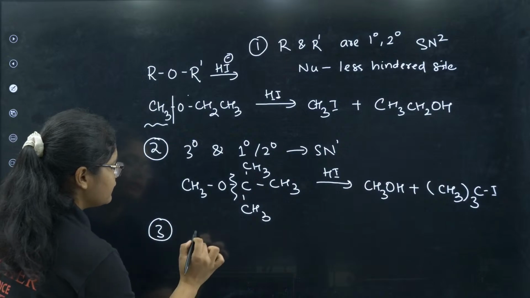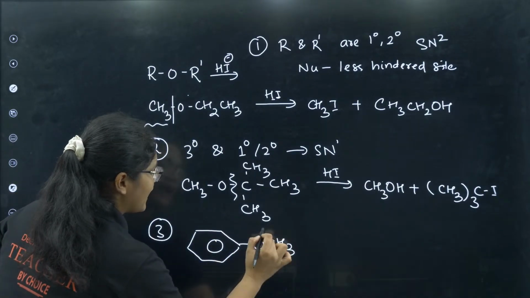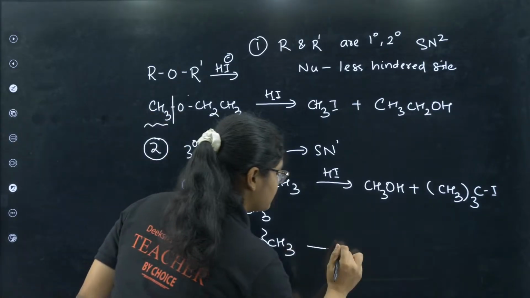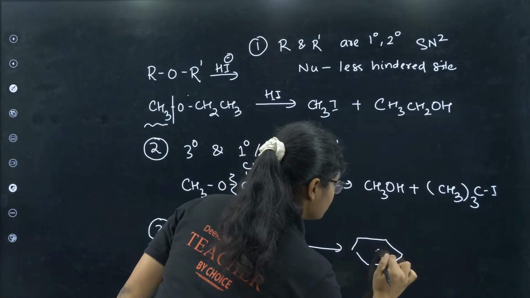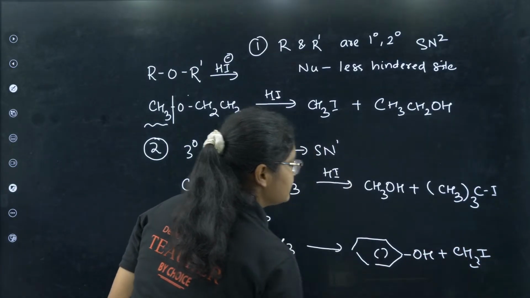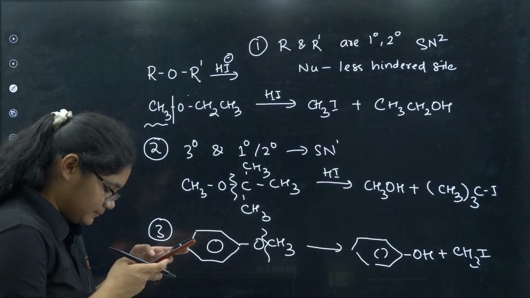Next, whenever you have a phenol ring, like this, at that time always add H to the phenol group. You will always get phenol, and then I will get CH3I. Clear? These are the important things. Please remember.